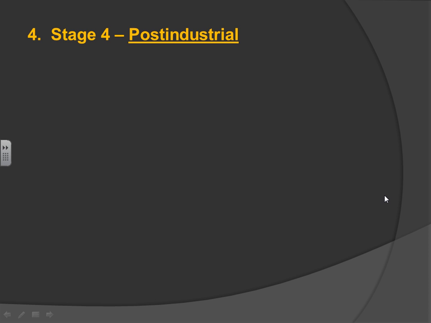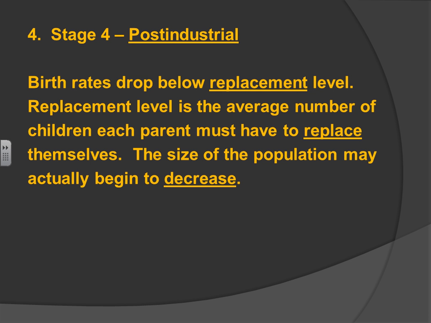The fourth stage is called post-industrial. This is where most of the industrialized countries today are. Birth rates drop below replacement level. Replacement level is the average number of children each parent must have to replace themselves, in other words, 2. The size of the population may actually begin to decrease. So in other words, each woman's average number of children is 2 or less. So that means they're not having enough to even replace themselves.